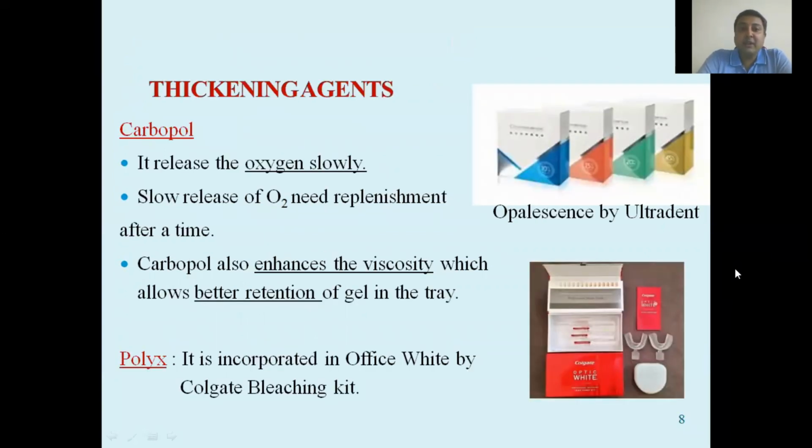Next, thickening agents. There are two thickening agents, carbopol and Pollex. Carbopol releases oxygen slowly, and this slow release needs replenishment after a time. Carbopol also enhances viscosity, which allows better retention of the gel on the bleaching tray. A common example of a bleaching kit with carbopol is Opalescence by Ultradent. Pollex is incorporated in Colgate Office White bleaching kits, a home takeaway kit.